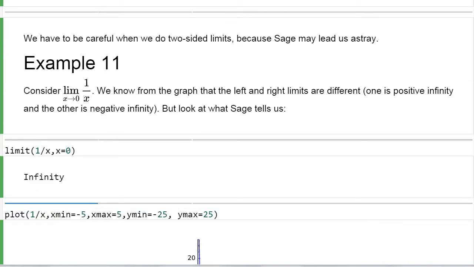Now a little caution when you're dealing with two-sided limits in particular. The limit from the left or right, which I'll talk about in a minute, doesn't have the same issue, but two-sided limits have a potential problem when the limits are infinite. And so I want to look at the limit as x approaches 0 of 1 over x. And Sage says the answer is infinity. Now, normally we would think infinity means the same thing as positive infinity. It actually doesn't in Sage.